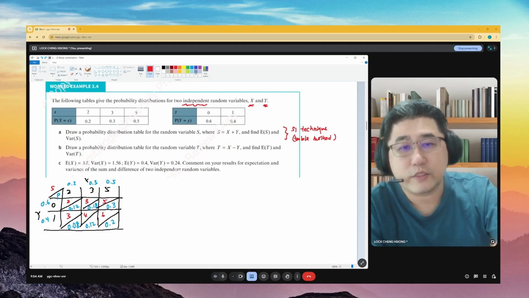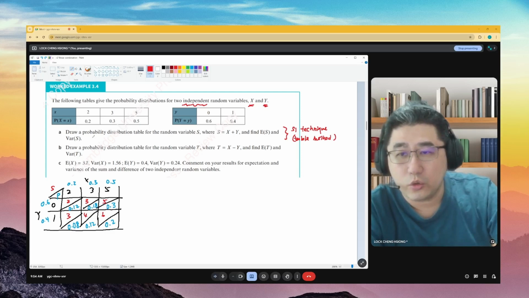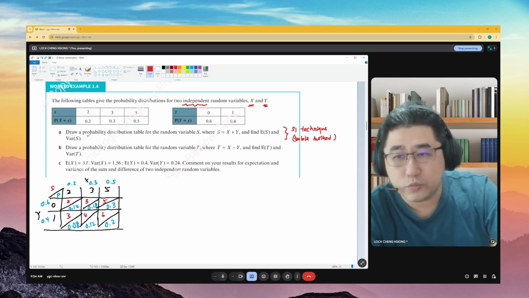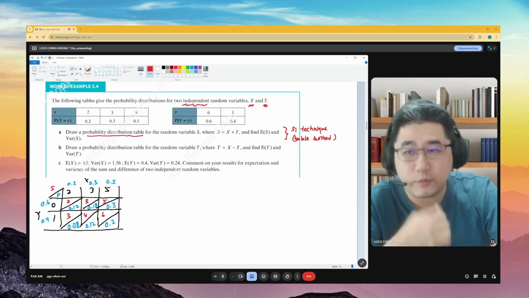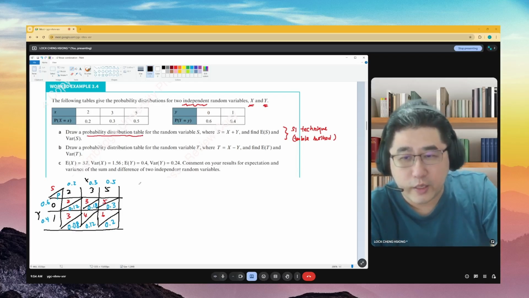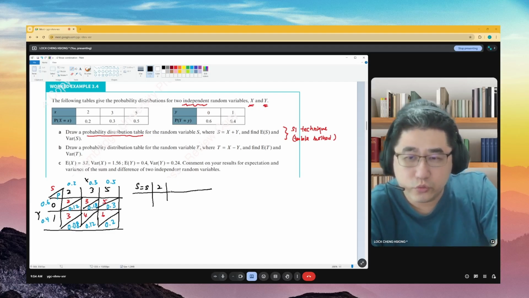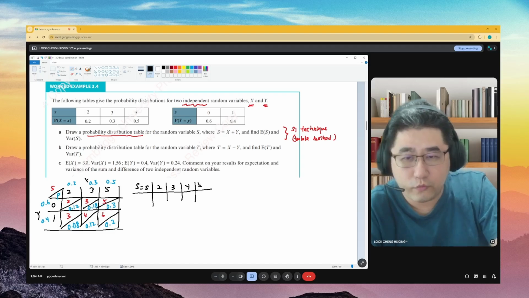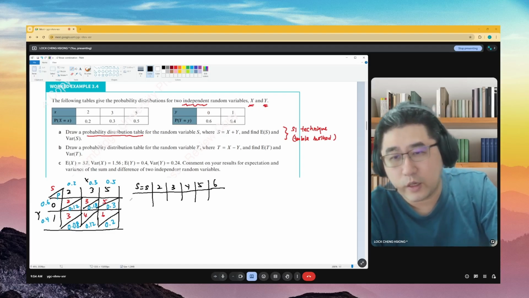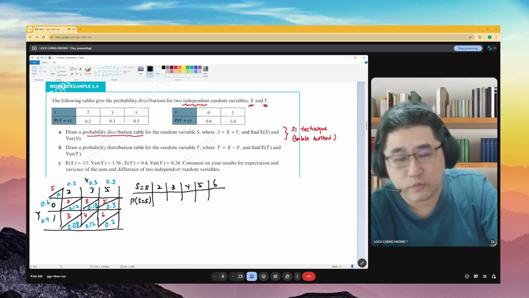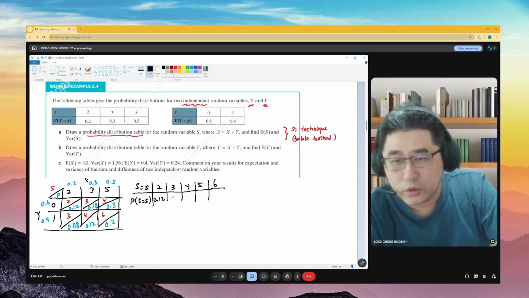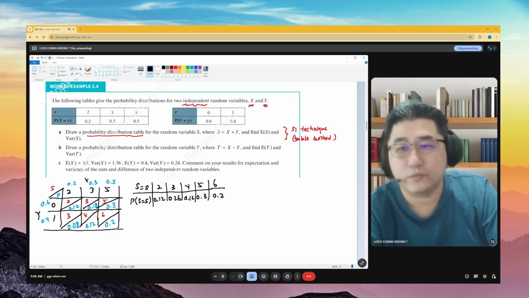After I apply the table technique, we're going to draw the distribution table. So what I'm going to get is S equals s. The values will be 2, 3, 4, 5, 6. And the probability of S equals s will be 0.12, 0.26, 0.12, 0.3, and 0.2.